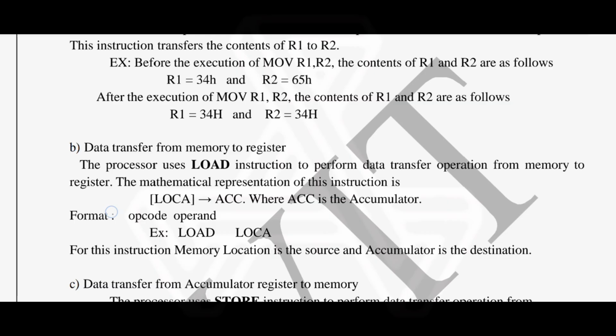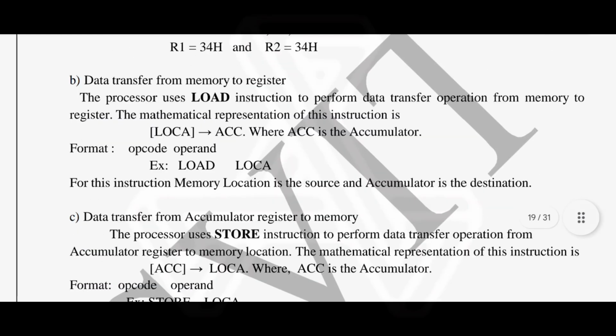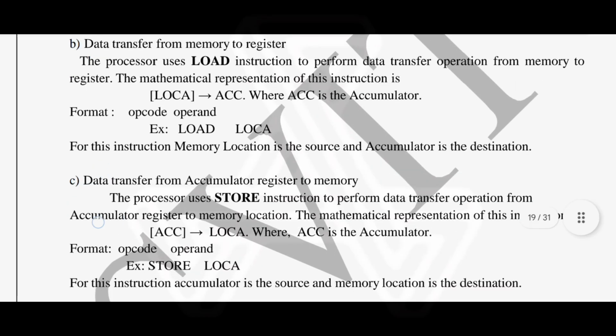The processor uses the load instruction to perform a data transfer operation from memory to register. The mathematical representation of this instruction is load A, ACC, where ACC is the accumulator, in the format opcode operand: load loc. For this instruction, the memory location is the source and the accumulator is the destination.